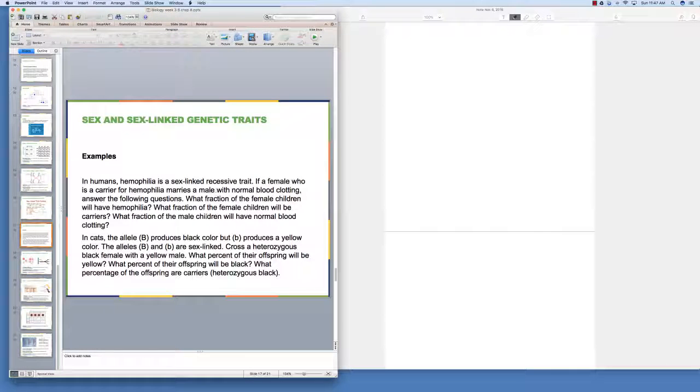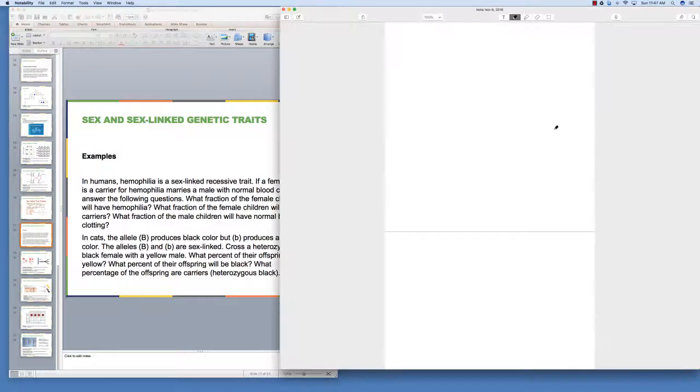Let's look at the first one here. In humans, hemophilia is a sex-linked recessive trait. If a female is a carrier for hemophilia and she marries a male who is normal, answer the following questions. Okay, well let's do our Punnett square on this.